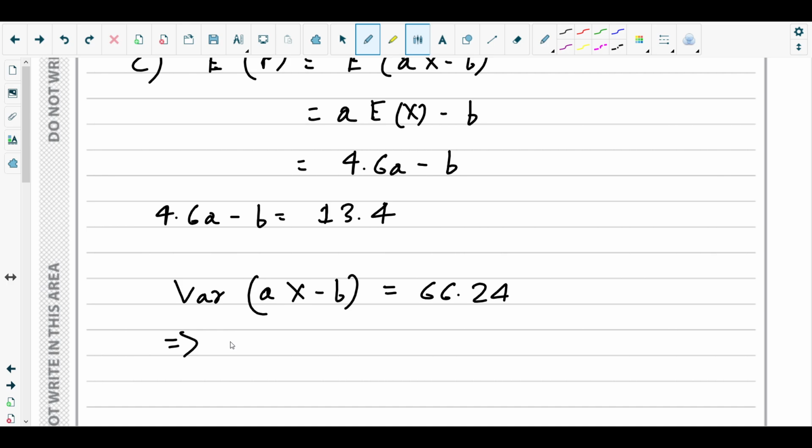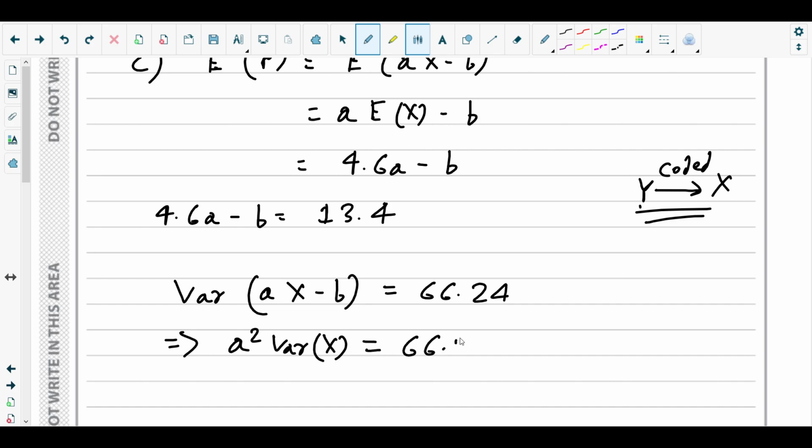Now, variance of ax minus b, we know that for subtraction or addition, variance doesn't get changed, right? Only for multiplication the variance gets changed by the square of the multiple. So that means a squared times variance of x. Y is basically a coded data of x. For coding, if you multiply the data values by a constant, the variance gets changed by the square of the multiple. So this equals 66.24.